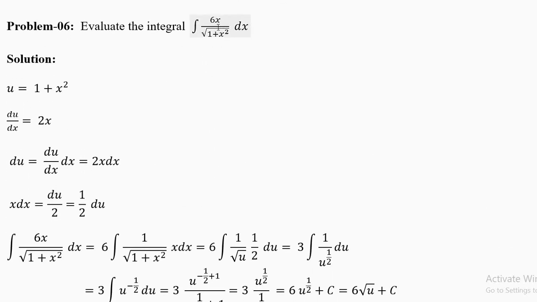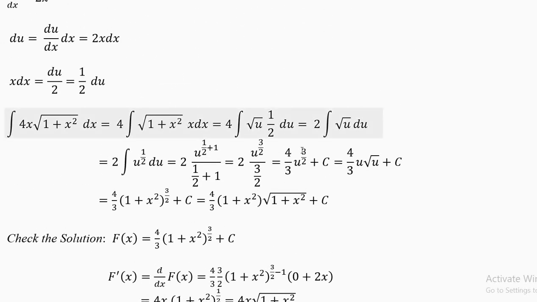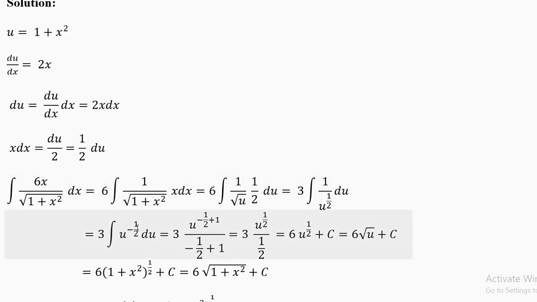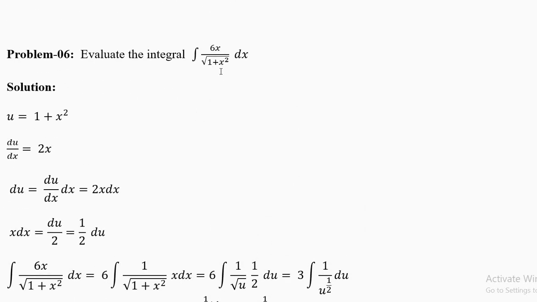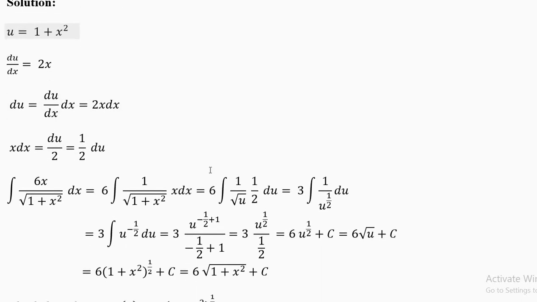Now evaluate the integral 6x over square root of 1 plus x square. In this question, the square root was above, so you had u power half. In this question, it will become u power minus half. So now what is inside? 1 plus x square, u equal to 1 plus x square, du by dx equal to 2x. Now du equal to 2x dx, x dx equal to half du like before.